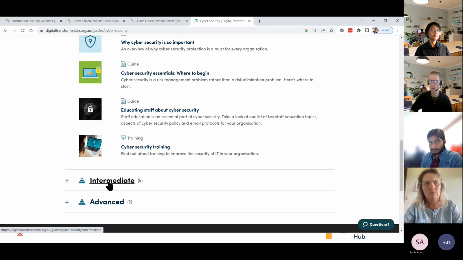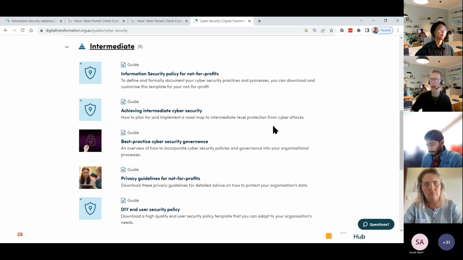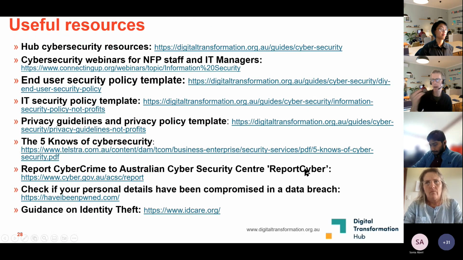And then if you go beyond those, the training, which includes links to what I just talked about, and then through the intermediate level on a template policy, also best practice governance, a do-it-yourself end-user security policy. So again, what we've tried to do is create templates for you to pick up and customize and use as is appropriate, delete, modify, whatever's appropriate for your organization.